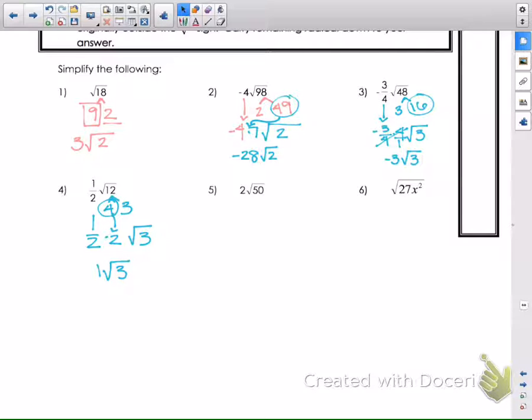On 5, we bring down our 2. And we think about 50 as what times what? 25 times 2. Before we can take out the 25, we have to square root 25, which gives me what? 5. We multiply that by the 2 that's already out there. What stays inside? The 2 that was left over. Okay, what's our final answer? 10 root 2.